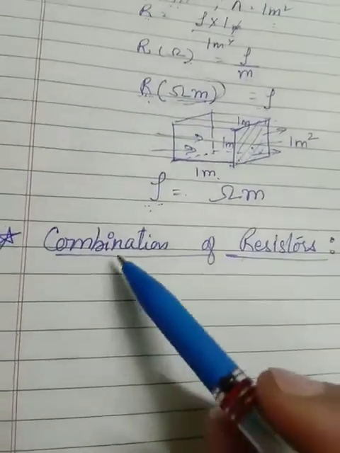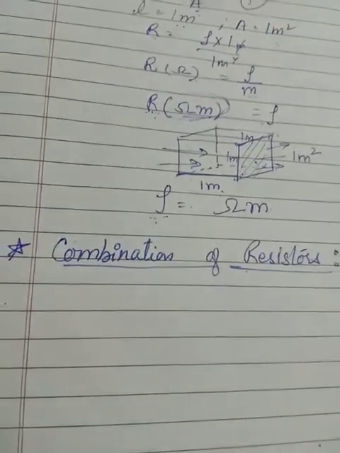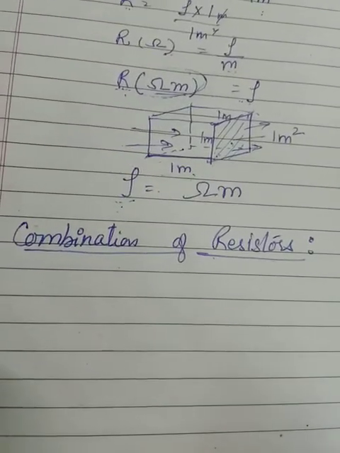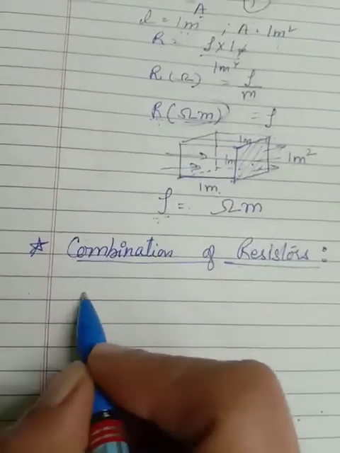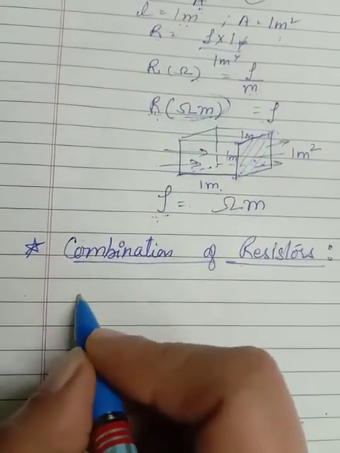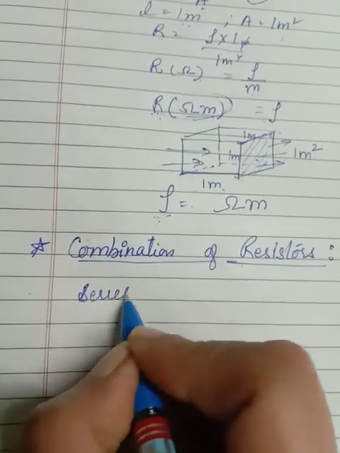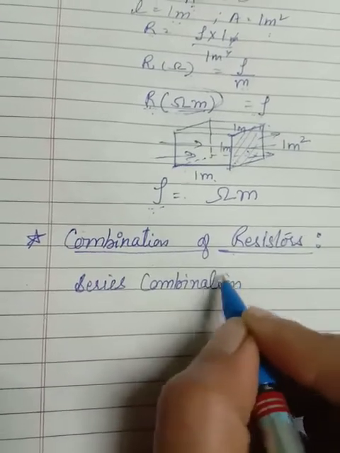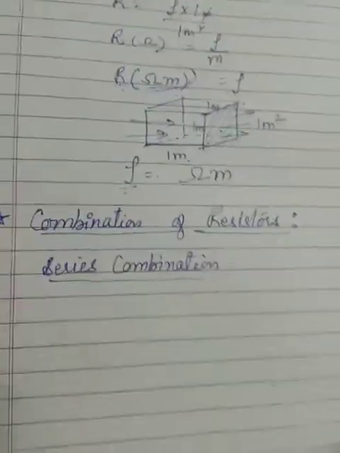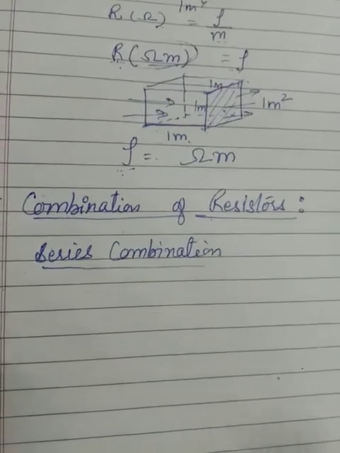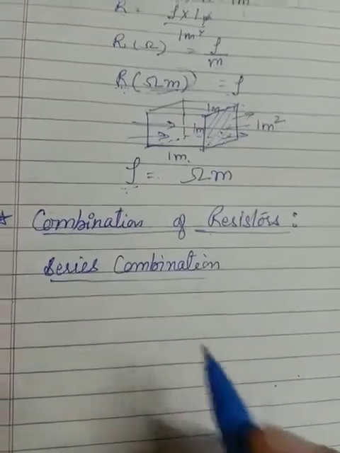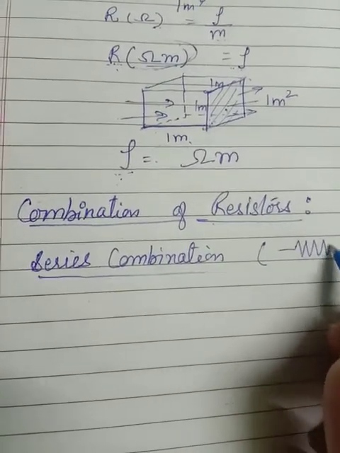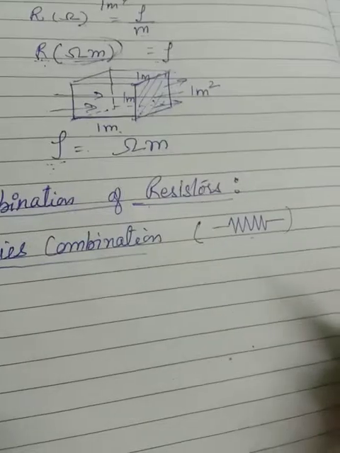So we have basically two methods to combine these resistors in a circuit. So the first combination that we will study is series combination. Series combination, as the name indicates, all the resistors are connected in series. Now the symbol for a resistor is this one. It means that this is a resistor.